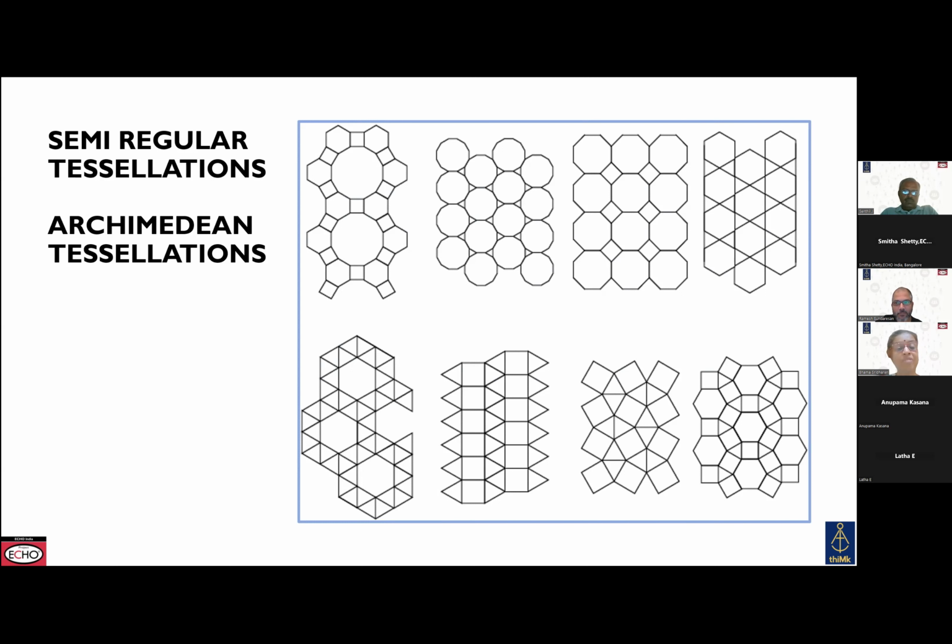and of course, one point I forgot to mention: the sides of these regular polygons should be the same size, right? Each side should be the same length, otherwise they won't fit together. So let's look in a little bit more detail at each of these.